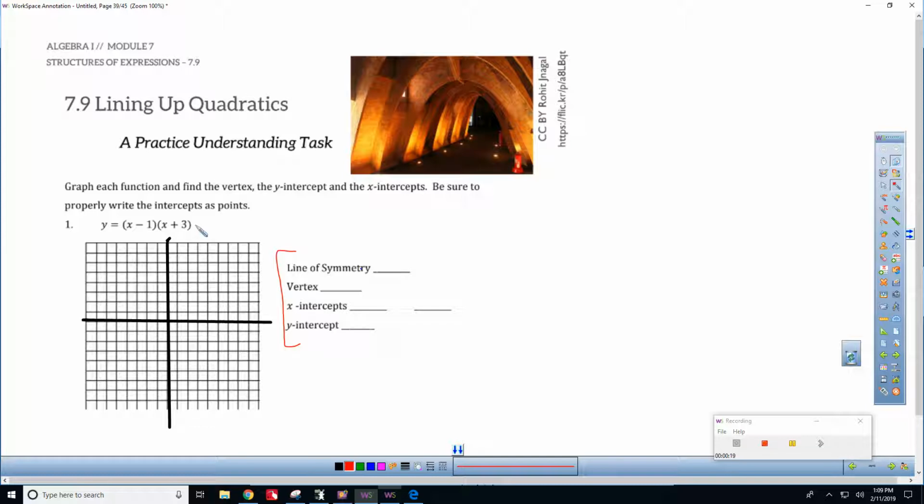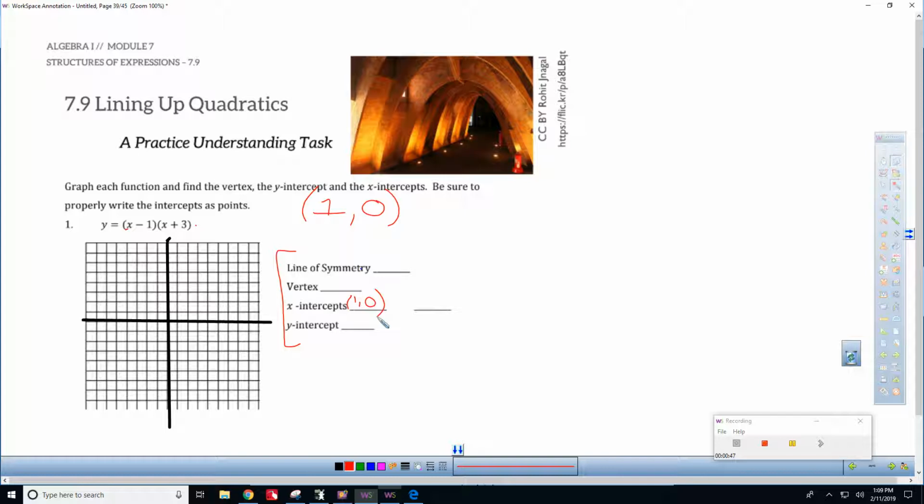Okay? This equation is in factored form. Factored form makes it very easy for us to find our x-intercepts. Because what number could I put in for x that will give me 0 for y? Well, if I put in a 1, you get 1 minus 1. What's 1 minus 1? And what's 0 times anything? So one of our x-intercepts is (1, 0).